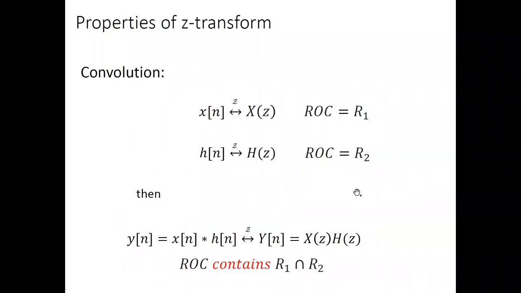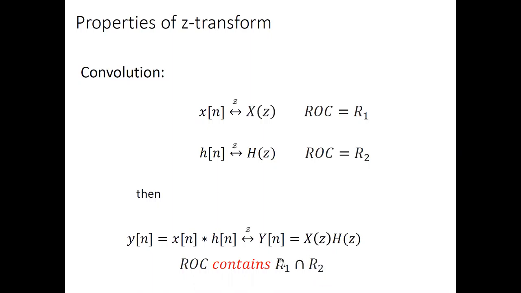The last property of the Z transform is the convolution. Again, it is analogous to the convolution property of the Laplace transform. We have two signals. Here we denote them by x and h, whose Z transforms are respectively capital X and capital H, ROCs are respectively R1, R2. If we have a new signal y of n, which in the time domain is the convolution of x and h, then the Z transform of small y, denoted by capital Y, is the multiplication of X(z) and H(z). So this is the standard multiplication for every z. This is very similar to the Fourier transform and Laplace transform, right?